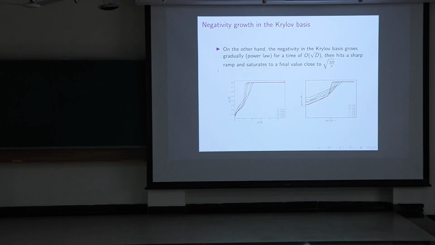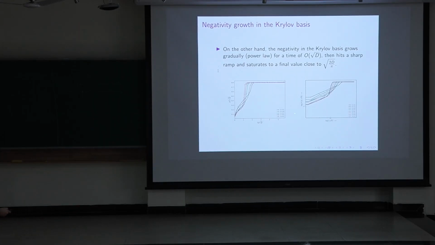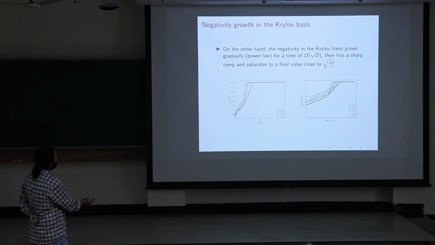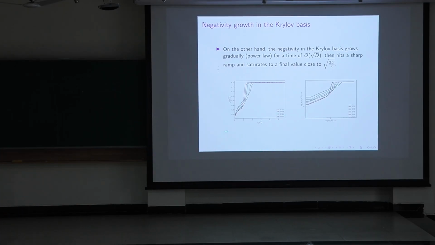The next assertion is that in the Krylov basis, the negativity grows much slower. Okay, so you can see this on a log-log plot. It shows a power law growth for a long time, and this region here is the power law growth. The x-axis is scaled with respect to square root of d. So up to times close to order square root of d, the negativity shows a power law growth. And then exactly at times of order square root of d, it shoots up and saturates to the same large value. Okay?